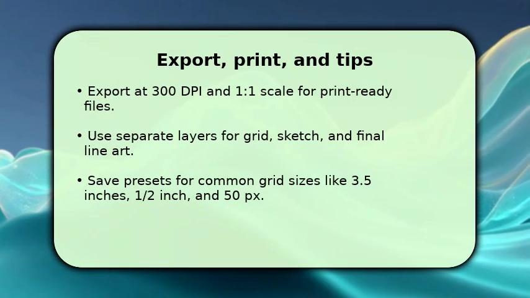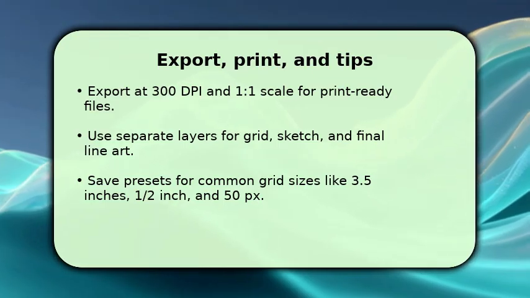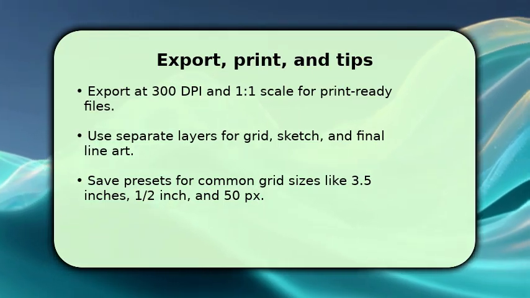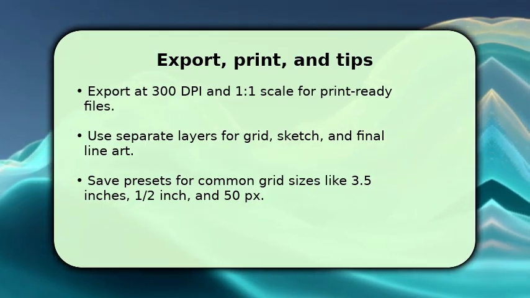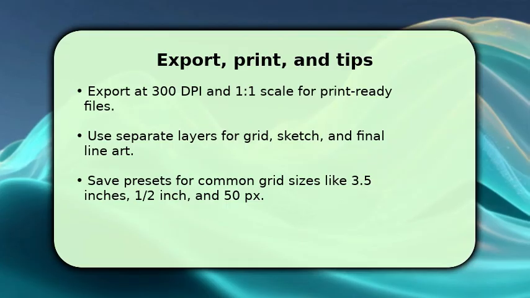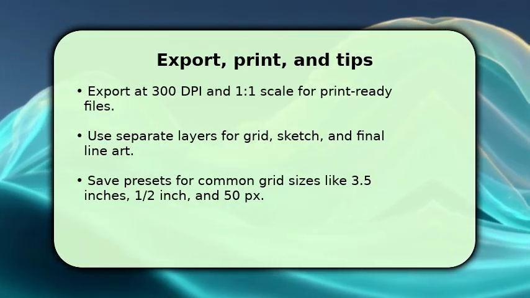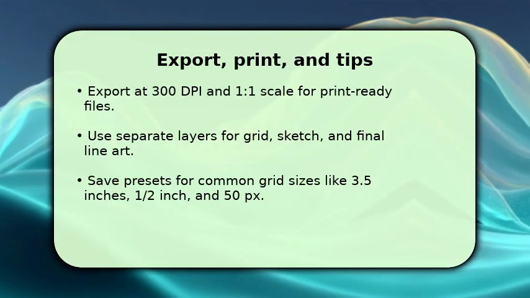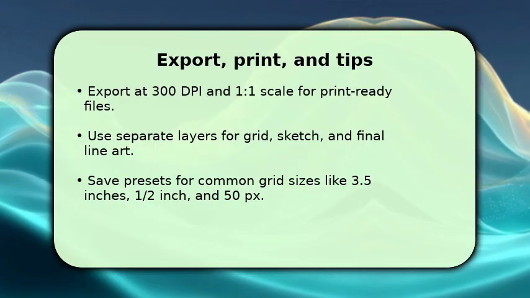Export at 300 dpi and 1:1 scale for print-ready files to ensure lines print crisply and measurements remain true. Choose PNG for raster, SVG for vector output. Use separate layers for grid, sketch, and final line art so you can toggle or hide the grid without altering your drawing. Save presets for common grid sizes like 3/5 inches, 1/2 inch, and 50 px to speed future projects.